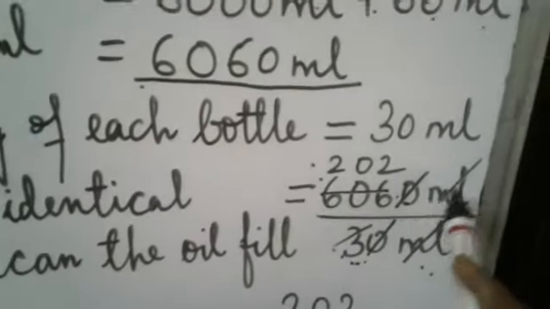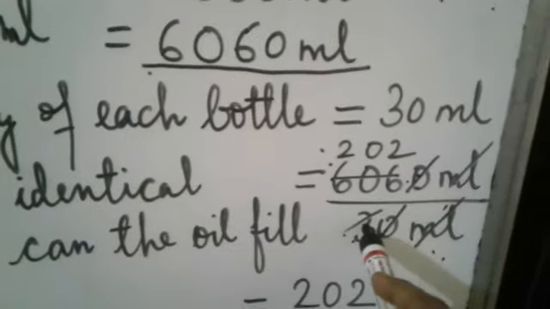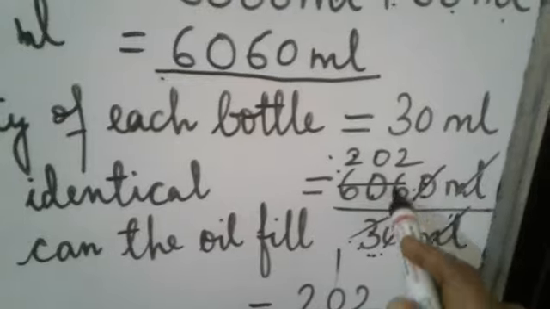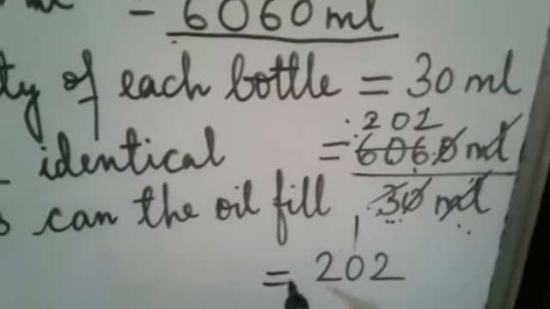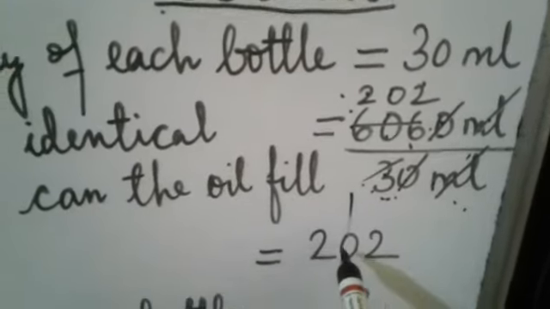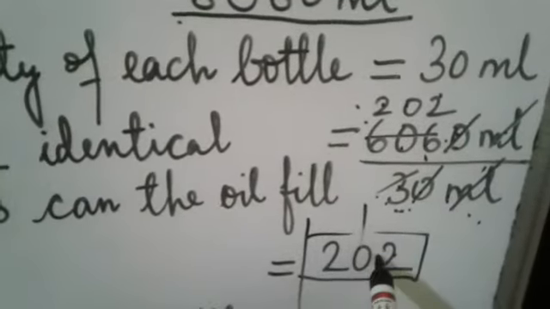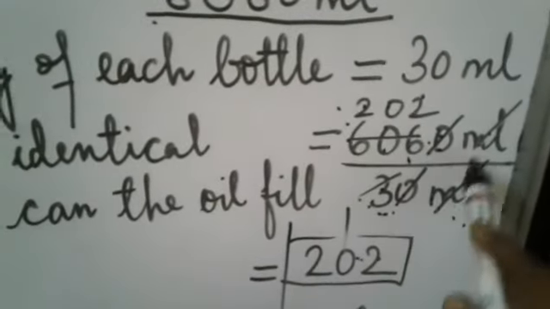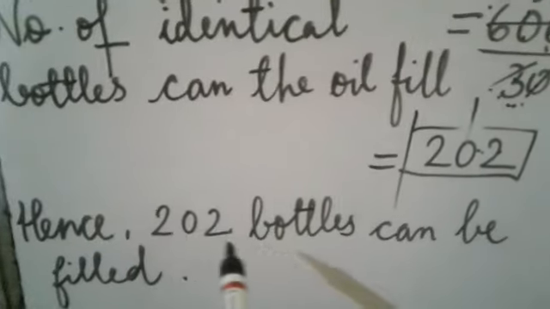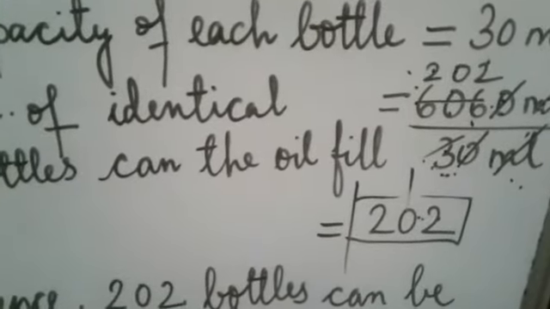So if we divide, ml with ml gets cancelled. 0 with 0 gets cancelled. 3 ones are 3, 3 twos are 6. 3 zeros are 0 and again 3 twos are 6. So ml got cancelled, which means we have no unit here. So there will be 202. What is 202? Bottles. Bottles don't have any unit because ml got cancelled. So 202 bottles we have. Hence 202 bottles can be filled with the given amount of oil.